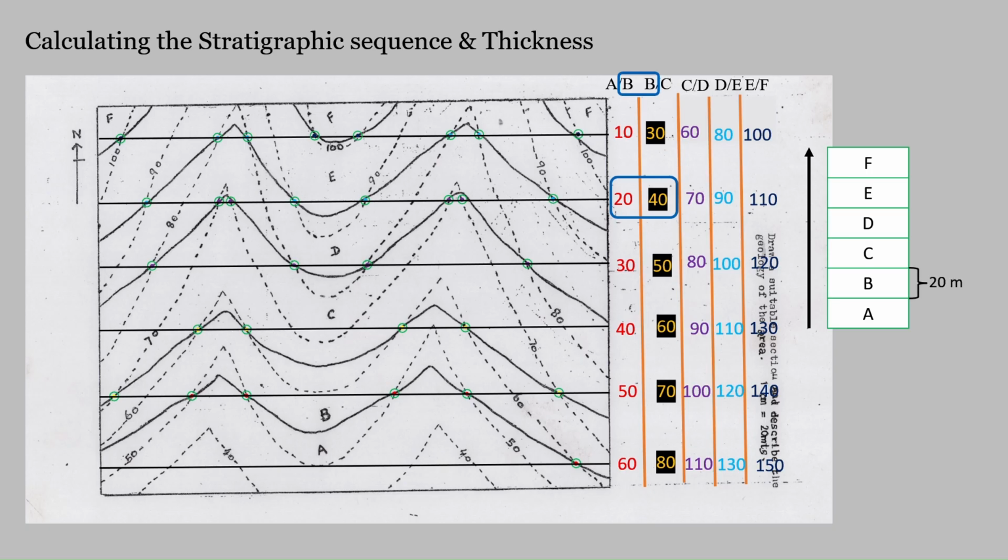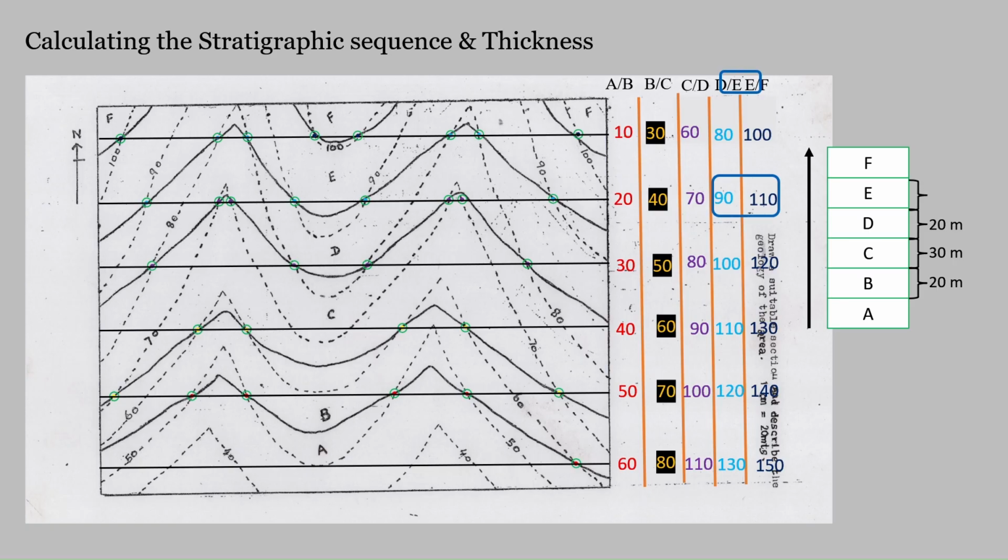In the same way, if you want to check, you can do it for C and D, which is meeting at 40 as well as 70. So the thickness of C will be 30. And once again you can look at the CD and DE contact, which is at 70 as well as 90. So the thickness of D will be 20 meter, right? And once again for the E bed you will have DE and EF, which have a difference of 20 meter. So the thickness is 20 meter.